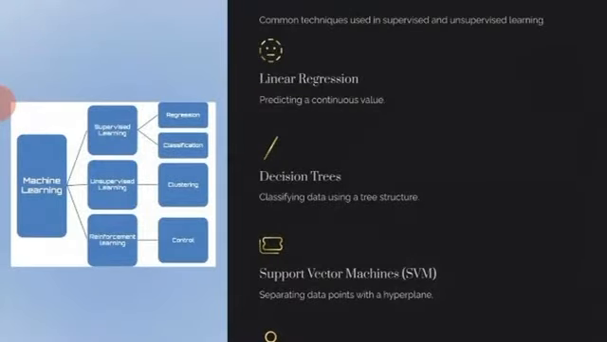So the next thing is some popular algorithms in each category. For supervised learning, there is linear regression, which is useful for continuous outcomes. Another one is the decision tree, a versatile tool used for classification and regression tasks. Another one is the support vector machine, also known as SVM, which is used for high dimensional spaces. And in unsupervised learning, the most common algorithm used is K-means clustering, which is great for grouping similar data points. So this is all about popular algorithms.